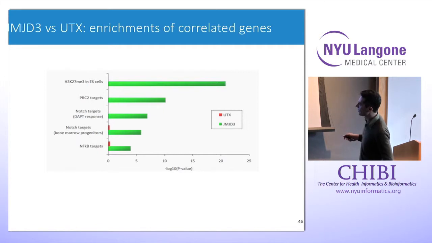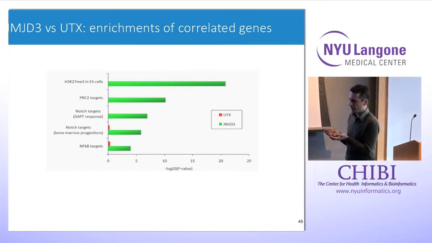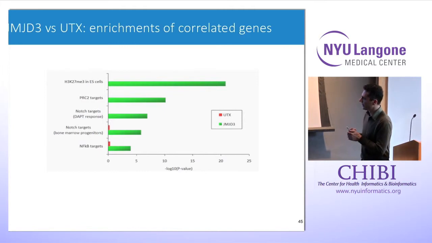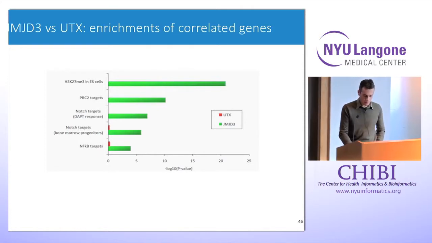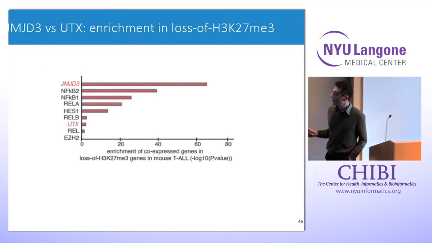So from this, it is becoming clear that potential Jumanji targets that are correlating in a very nice cohort of patients are the ones enriched in what makes sense for this type of K27 trimethylation event. Again, a different type of analysis.